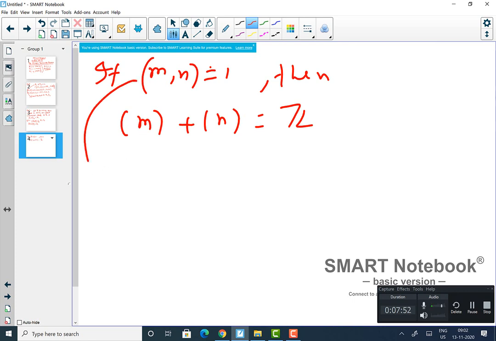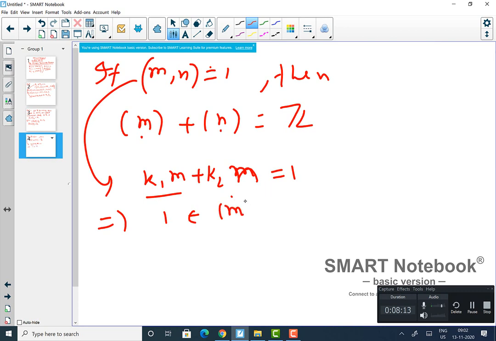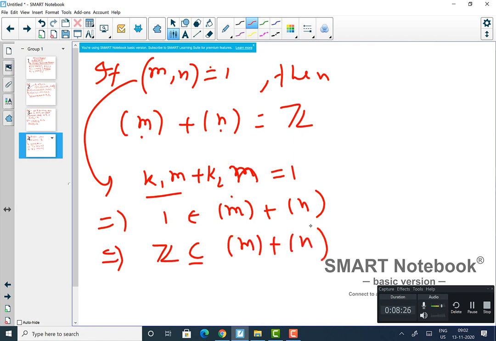Since they are co-prime, the Bezout lemma tells you that you have integers K1, K2 such that K1 M plus K2 N is equal to 1, right? So what does that mean? That means 1 belongs to the sum of the two ideals, since each generator lies in its own ideal. Once 1 belongs to an ideal, the full ring belongs to the ideal, right? So the full ring is a subset of this sum. Done. The other inclusion is always obvious. So these two are equal.